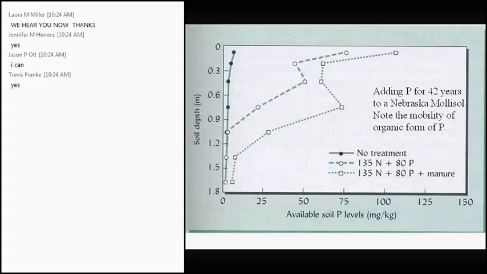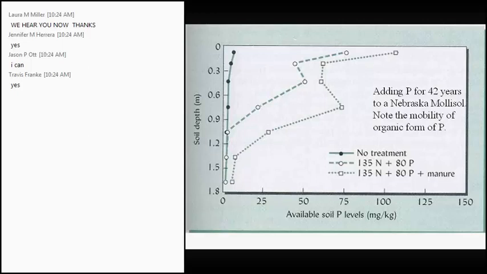We're looking again at the soil depth on the left-hand side, and at the available phosphorus, the extractable phosphorus that would be available to the plant. Again, we've got the same soil series. This is 42 years of adding phosphorus to a soil, and what they're asking you to do is look at the mobility of the phosphorus, especially from an organic standpoint.